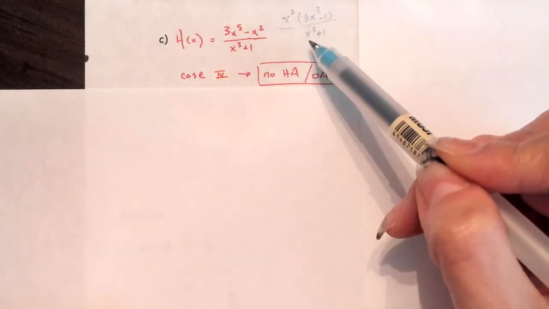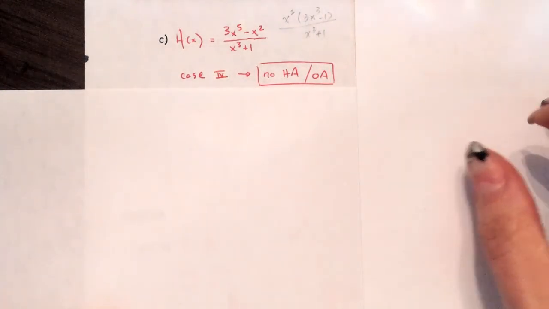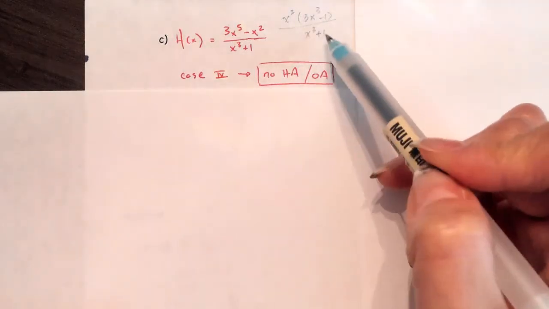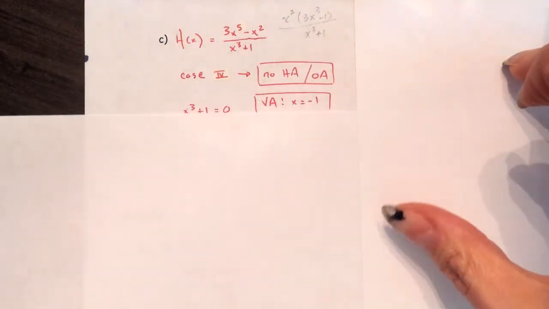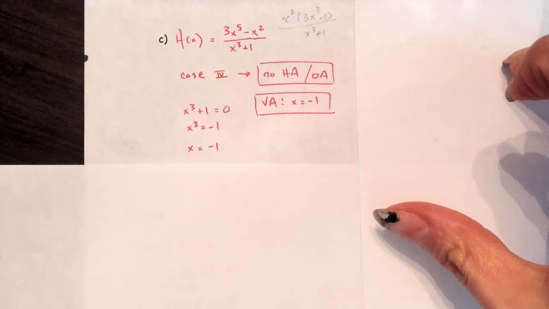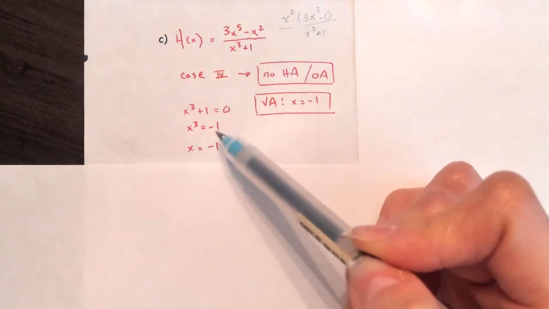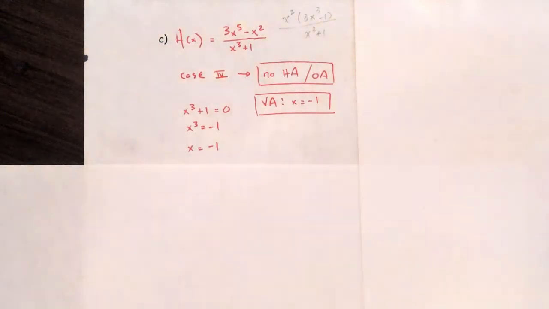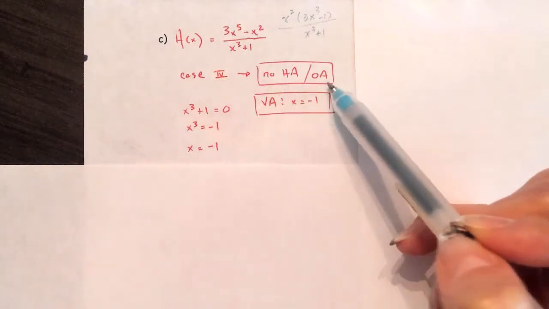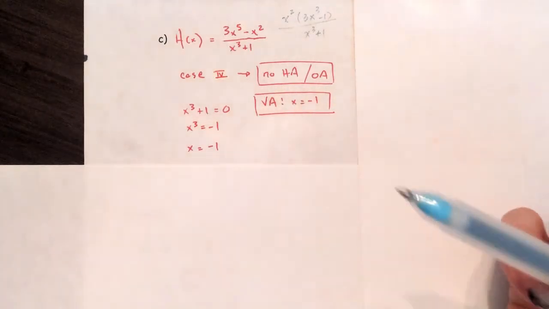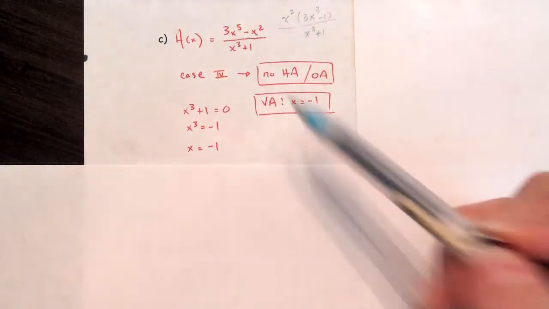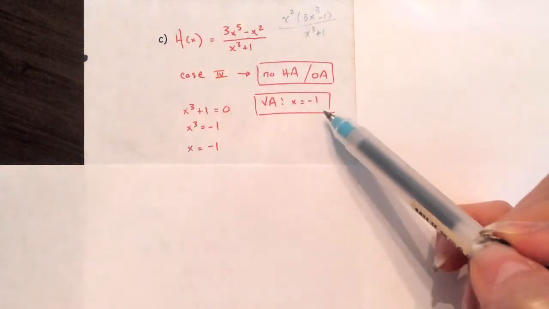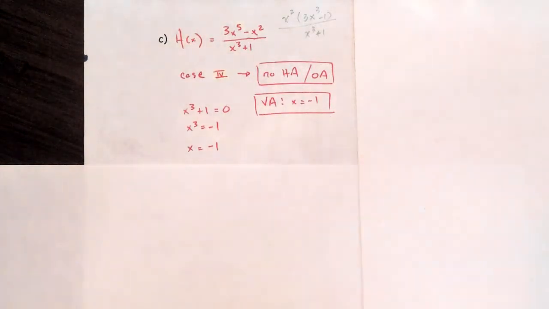Can I divide those away? No, they are not the same. So really, I just look at the bottom for vertical asymptotes. So set the bottom equal to 0, solve, and you get one vertical asymptote. So no horizontal or obliques, but you do have one vertical asymptote. If you put this into the calculator, you would see one vertical asymptote, and that would be it.